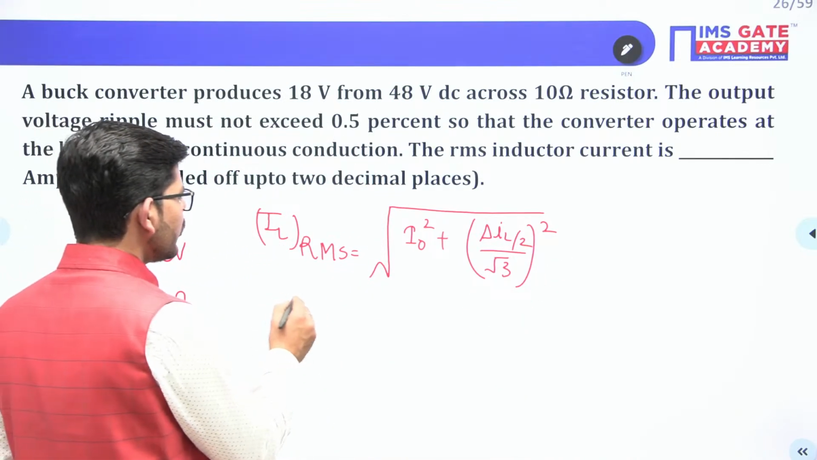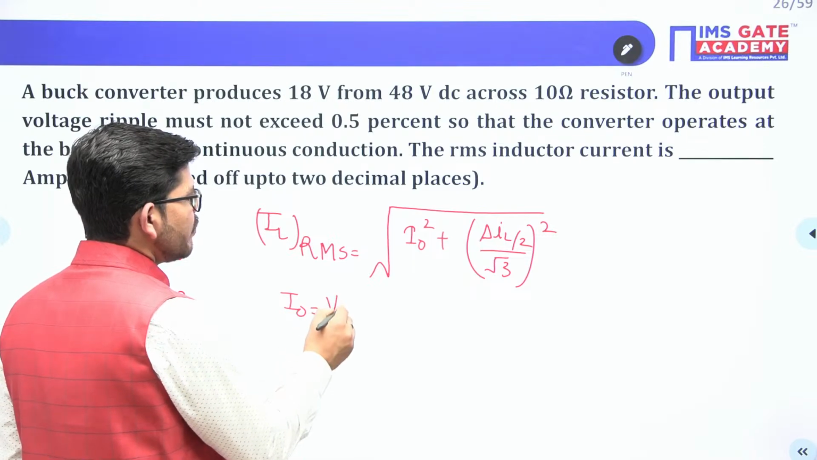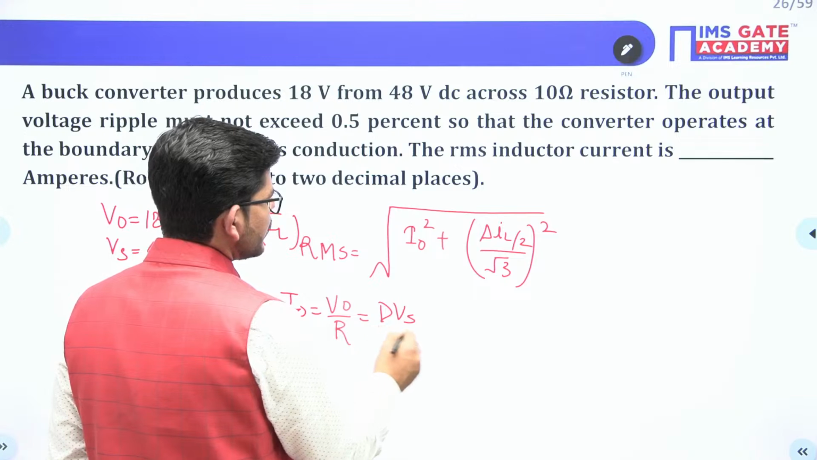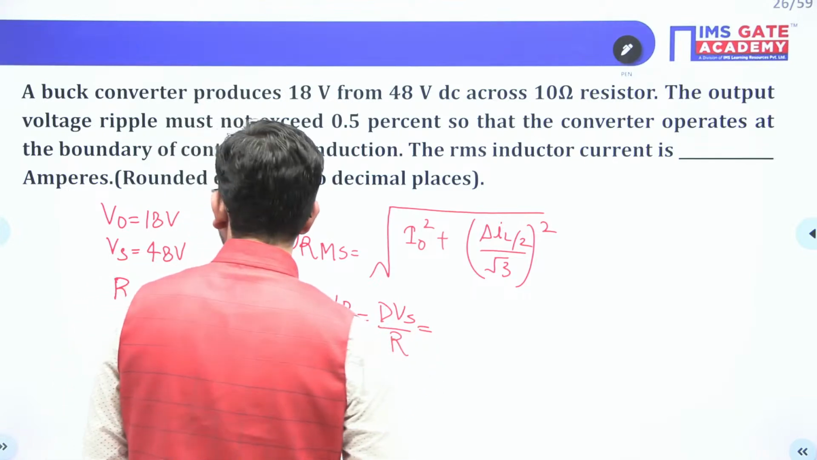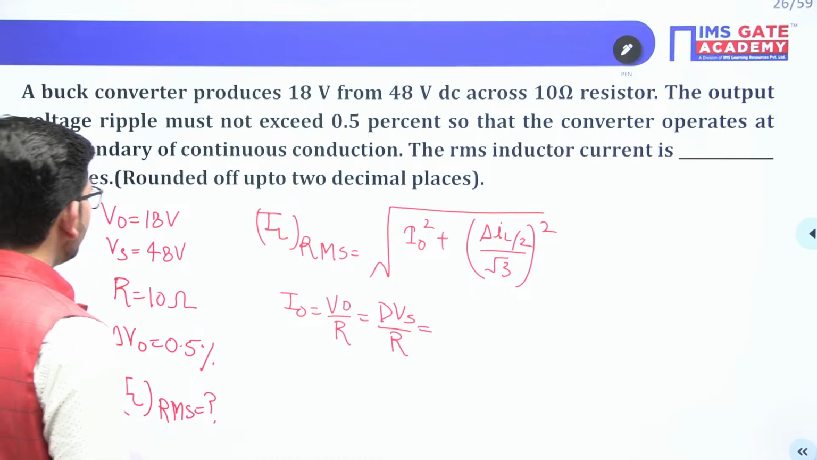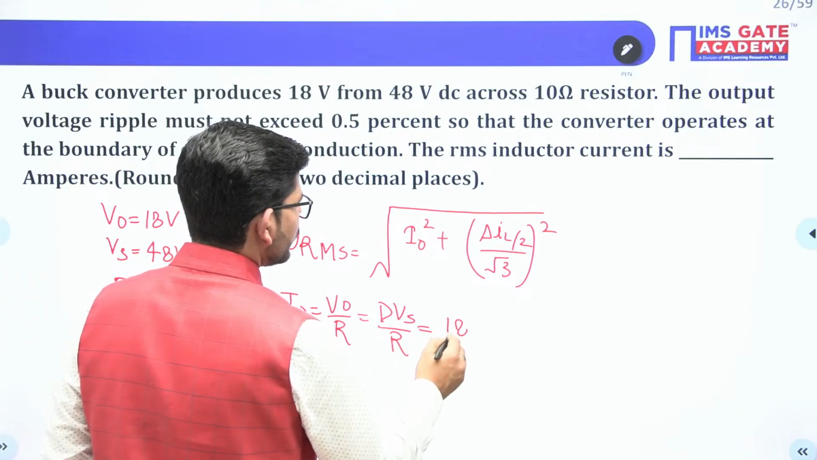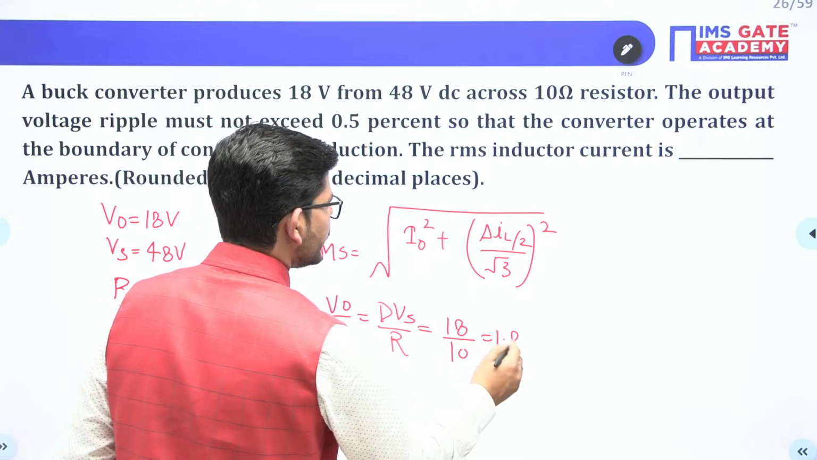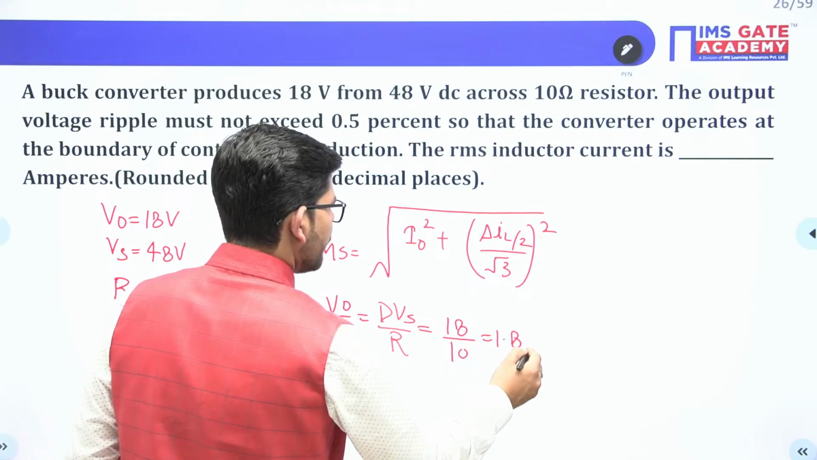So how to calculate I naught? I naught in a buck converter is V naught by R, and V naught is dVs, so this will be dVs by R. But do we have dVs? Guys, we have V naught given directly, so we can put V naught directly. What is R? R is 10. So we will get 1.8 ampere of current.